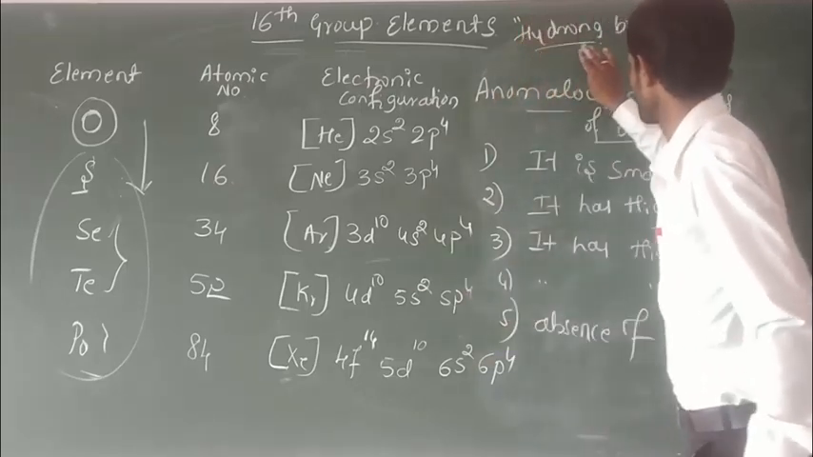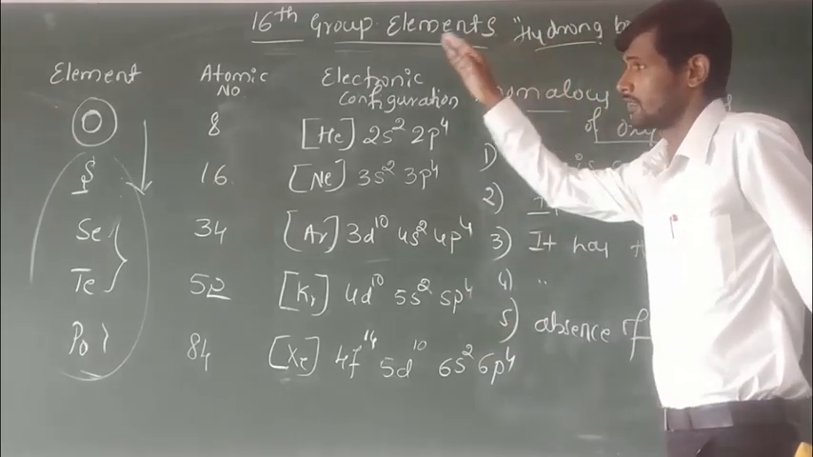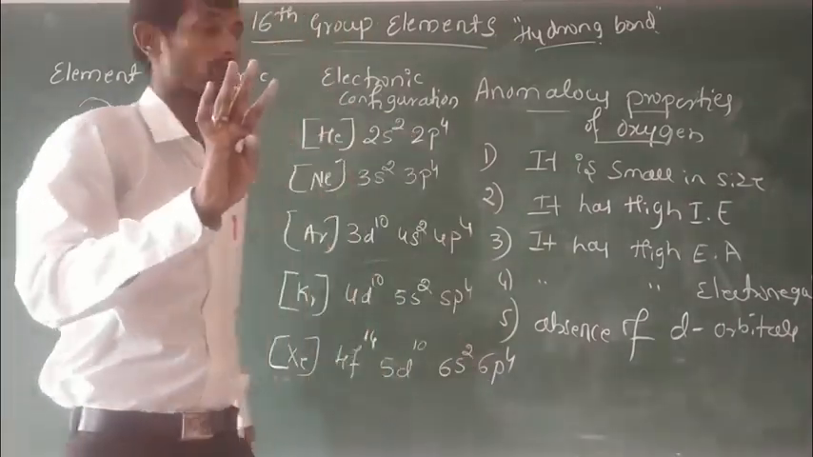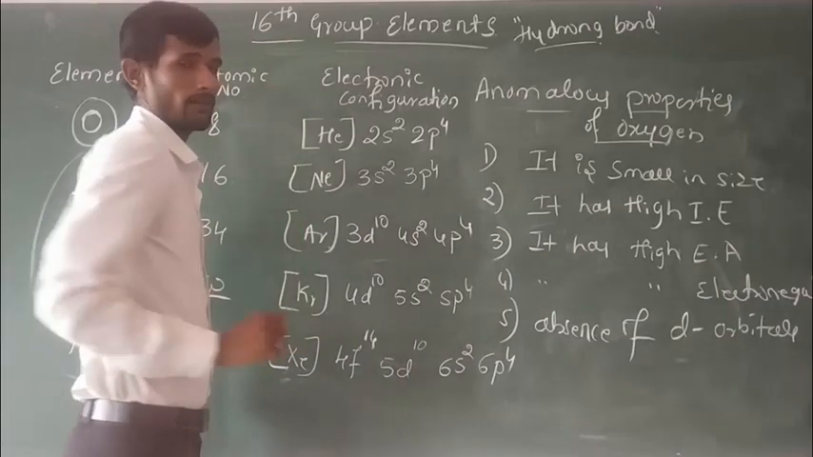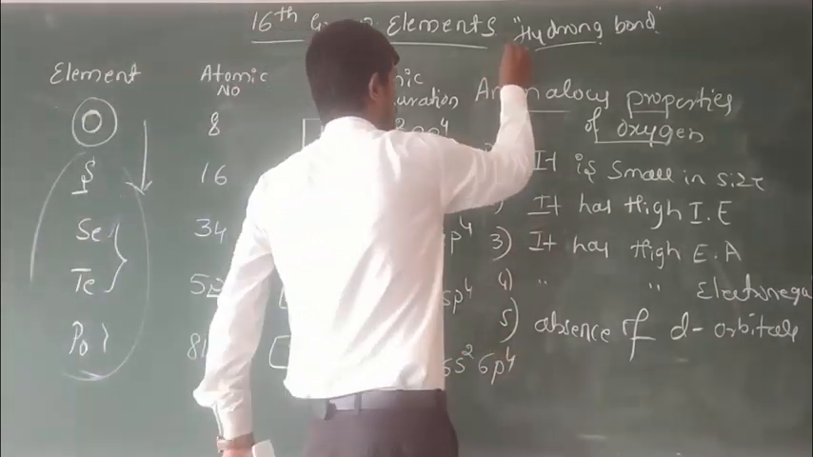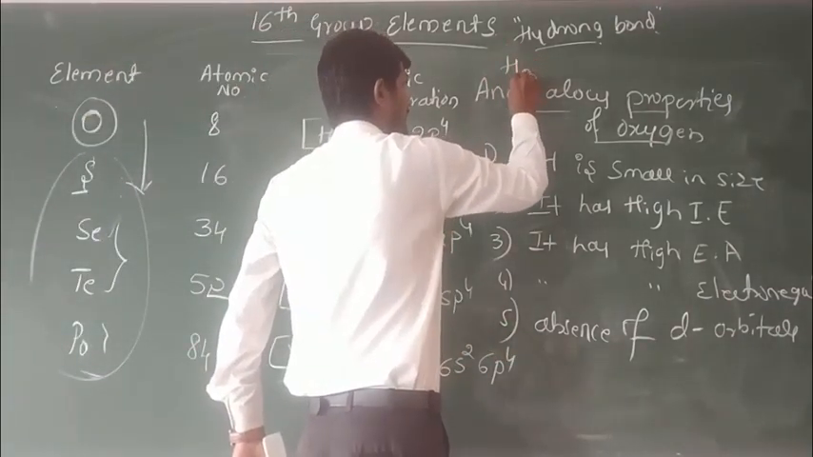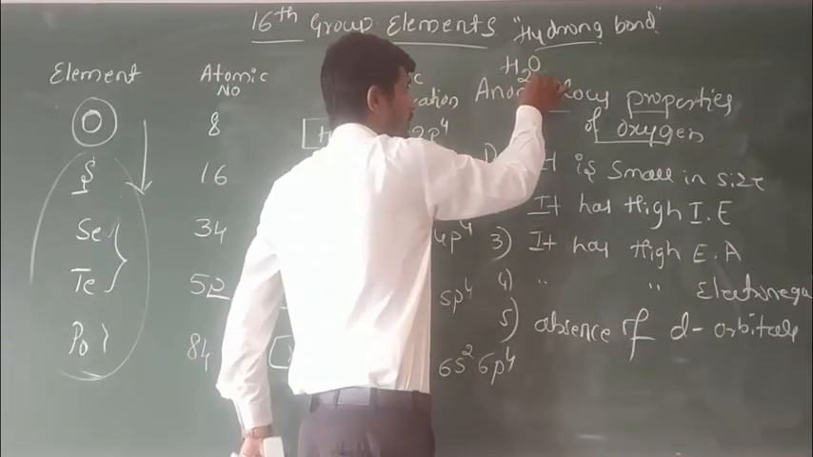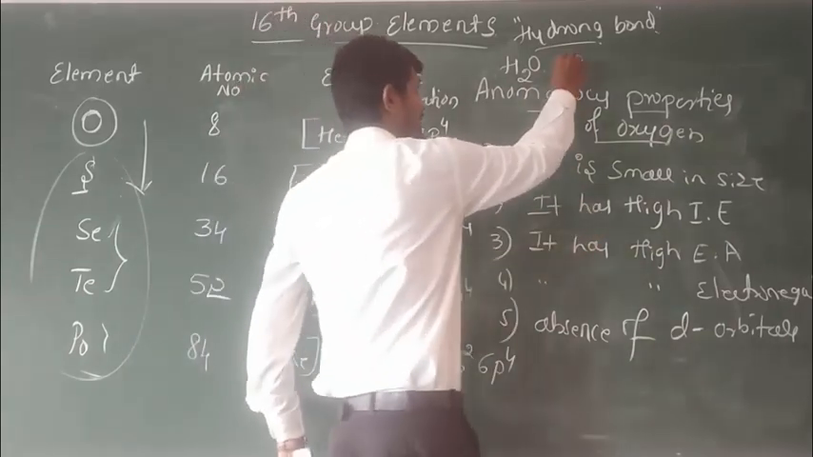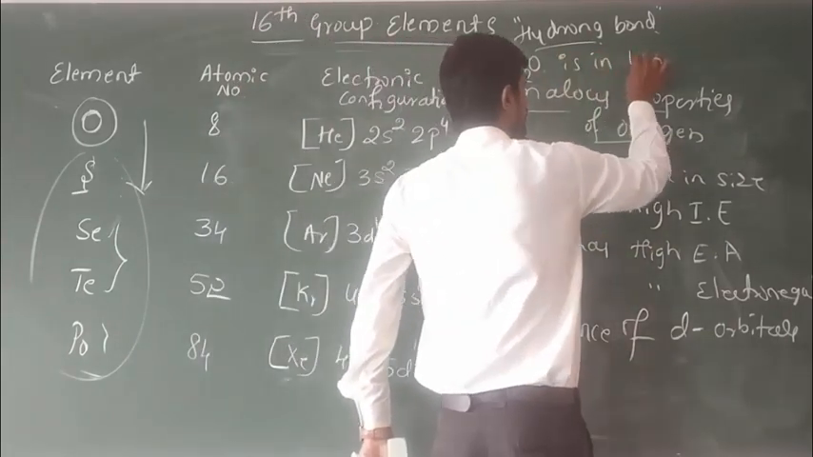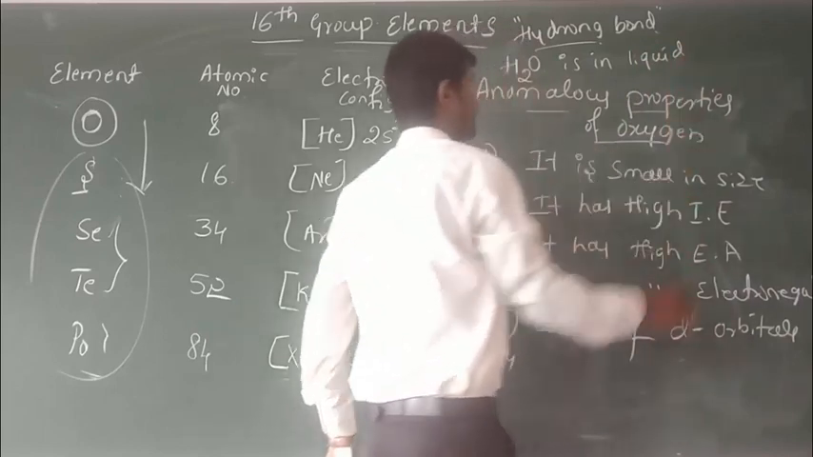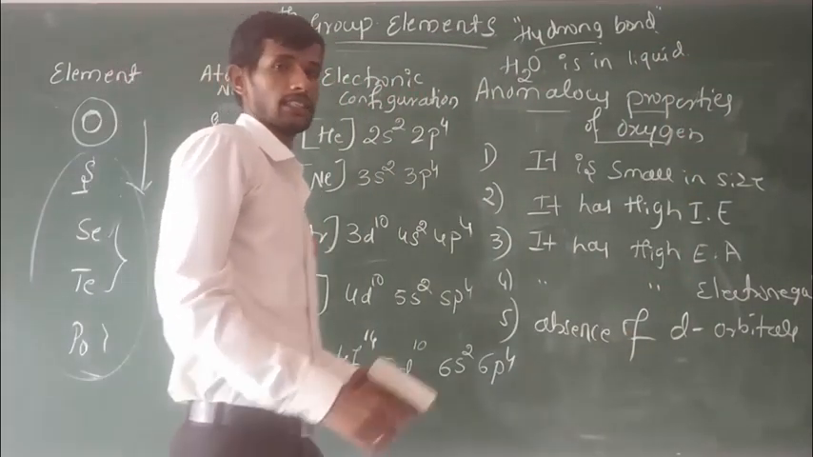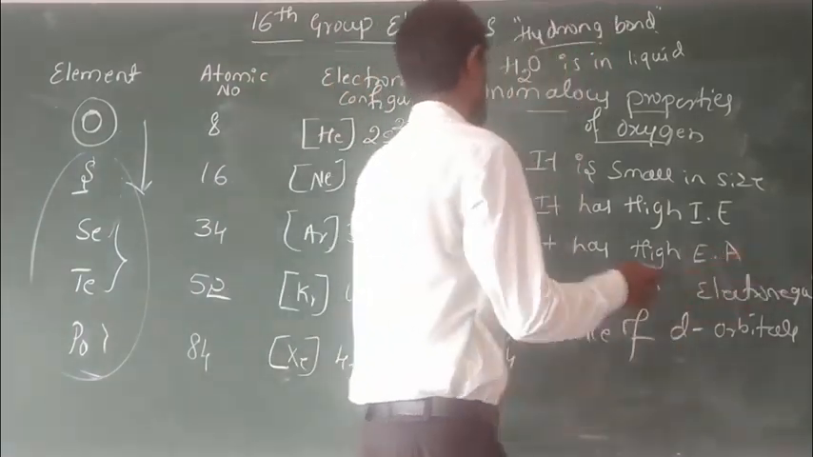So hydrogen bond appears in the compounds which contain oxygen only, but not other elements which are present in group 16. Next, another one, hydrides of oxygen is an example. H2O, hydride of oxygen, is in liquid form, but others are in solid or gaseous state.